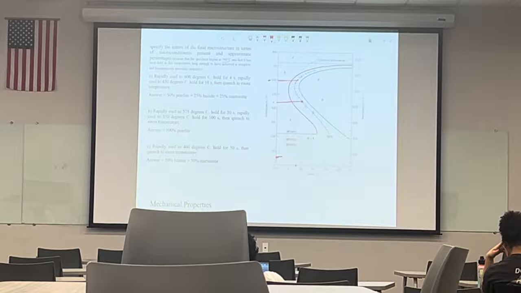What happens to the remaining austenite? It is quenched to room temperature, which is here. So whatever is left is going to turn into martensite. That's how we get 50% pearlite, 25% bainite and 25% martensite. I hope that was clear because that's actually the most important thing, how we interpret these diagrams. If you get that, then you will be good for the homework and the rest of this chapter.